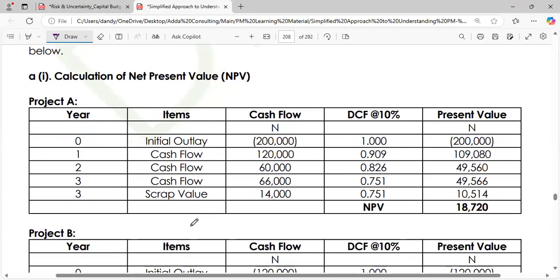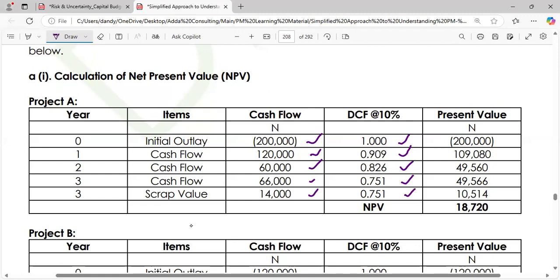So for project A, we want to calculate NPV, just like we have done previously. For this project, initial outlay is 200. Cash inflow for year 1 for project A is 120. Year 2, 60. Year 3, 66, and we have scrap value. Discount factor at year 0 is 1, year 1 .909, year 2 .826, year 3 .751. So multiply that to get your NPV.